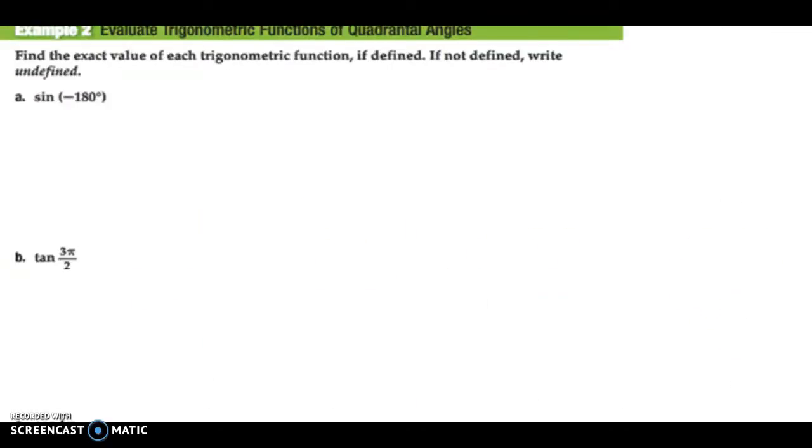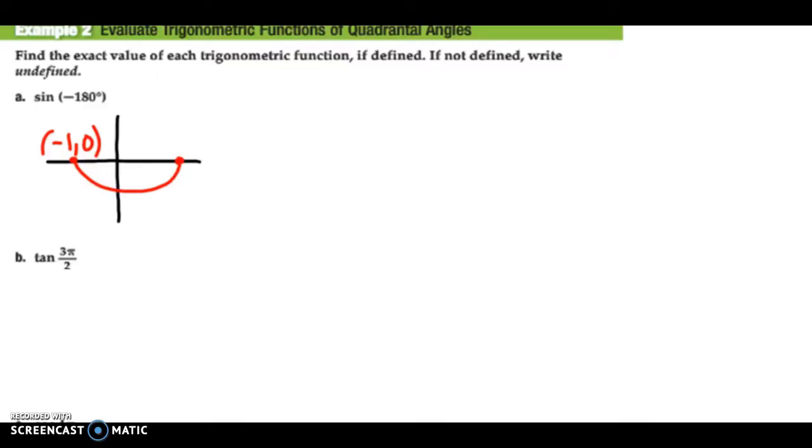So let's look at this one. It says, find the exact value of each trigonometric function if defined. If not, write undefined. My best advice is to always draw the picture. Here's my coordinate plane, and my negative 180 degree angle starts here and goes to here. That's negative 180 degrees. That would be the point negative 1, 0. I'm over negative 1, I'm up 0.